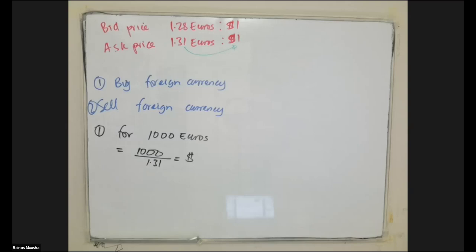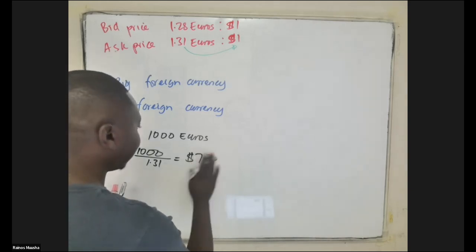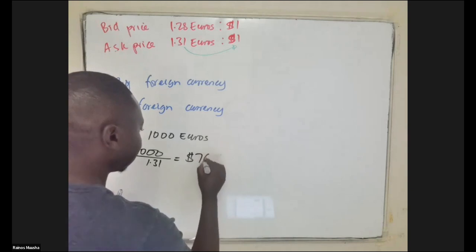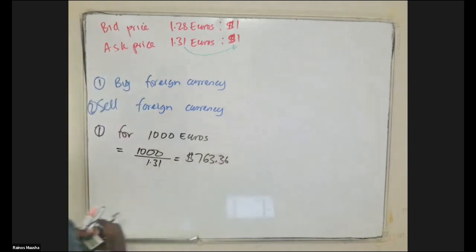So 1,000 divided by 1.31 means in US dollars, you end up with $763.36.